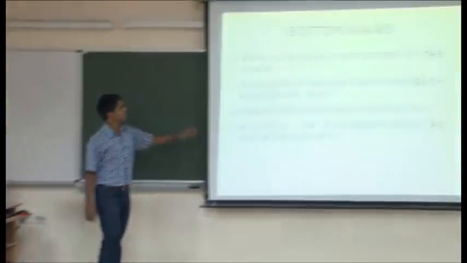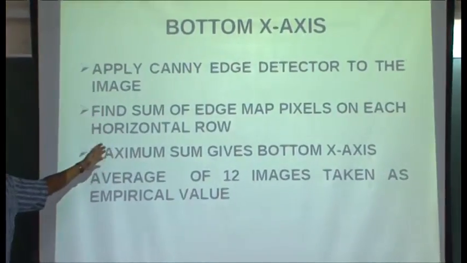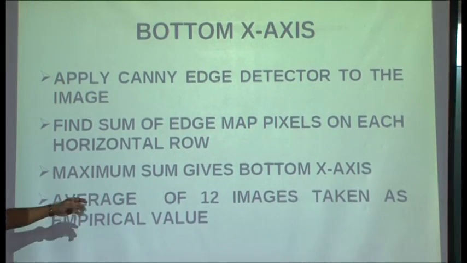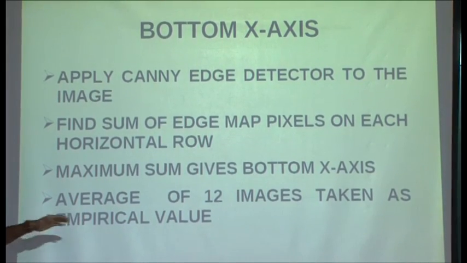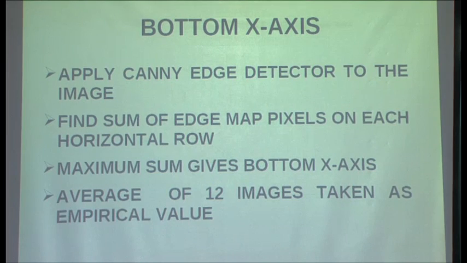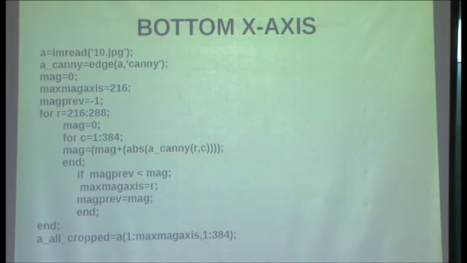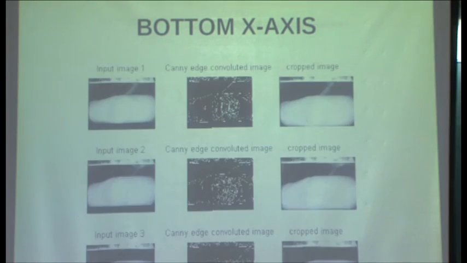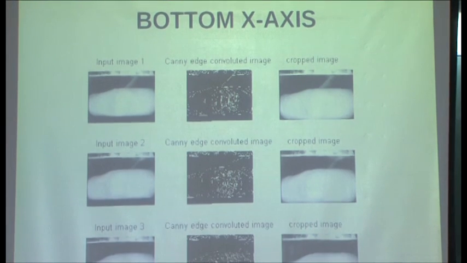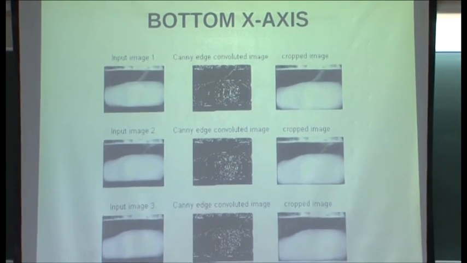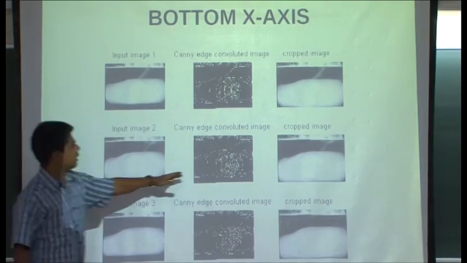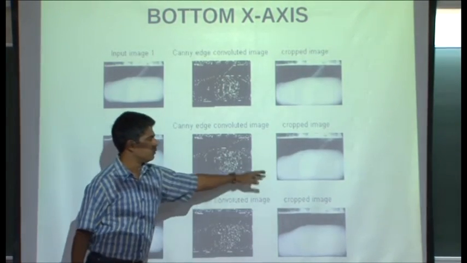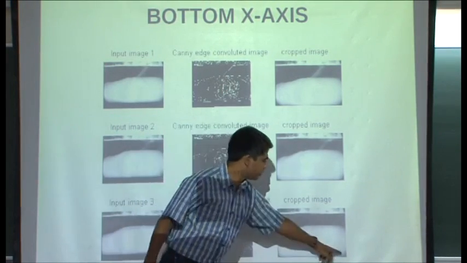So first I started with the bottom axis. What I did is I applied KNUCKLE data, then ran the loop and got the maximum summation in the horizontal axis, and took that axis. This is the code in MATLAB. Now I ran it for these 12 images which I got initially. These are the images, dynamically loaded, and this is the cropped image. So I get this cropped image like this.